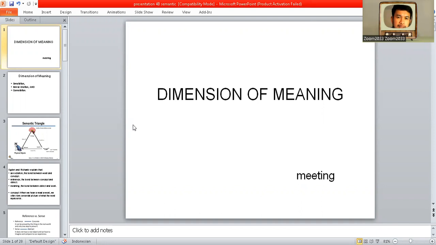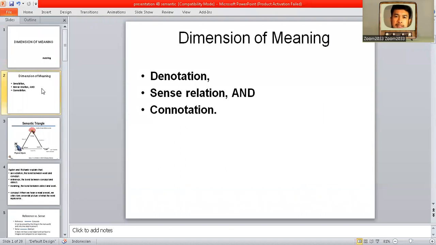And today we would like to talk about the following material for semantics, which is called dimension of meaning. For your information, when we talk about dimension of meaning, it means that we talk about denotation, sense, relation, and also connotation. So this is the scope of our meeting today.